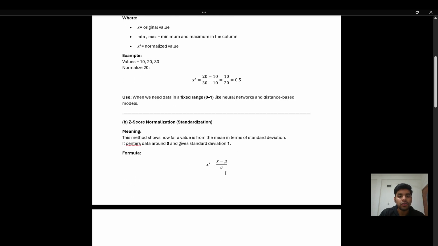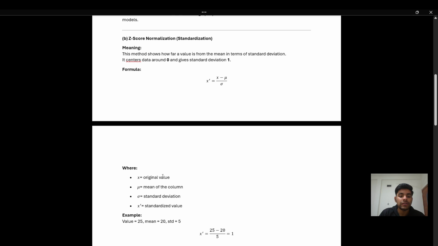Second is Z-score normalization. This method shows how far a value is from the mean in terms of standard deviation. It centers the data around 0 and gives standard deviation 1. Formula is x minus mu upon sigma, where x is original value, mu is the mean of the column, and sigma is the standard deviation.